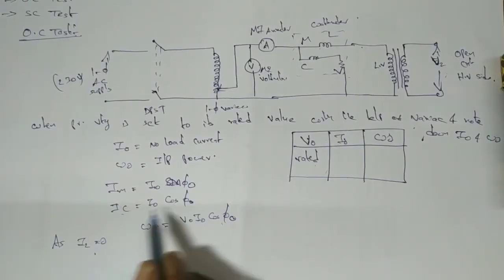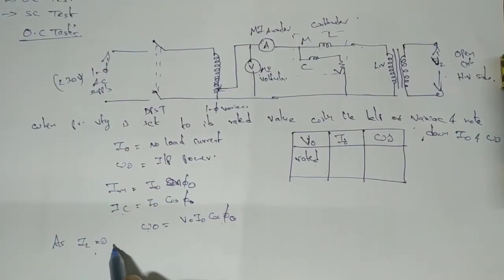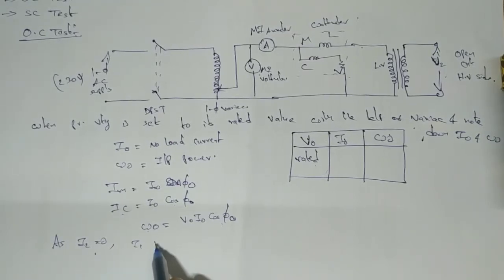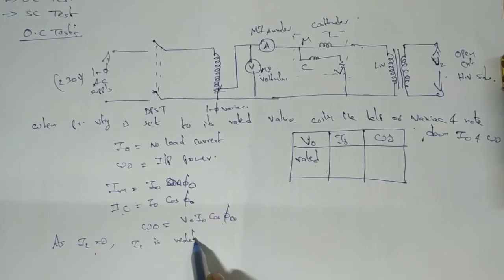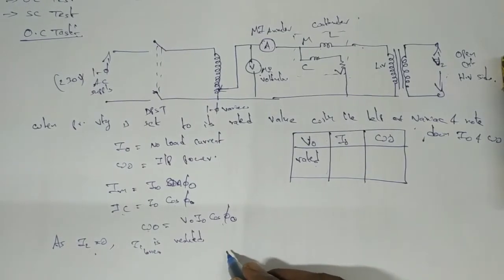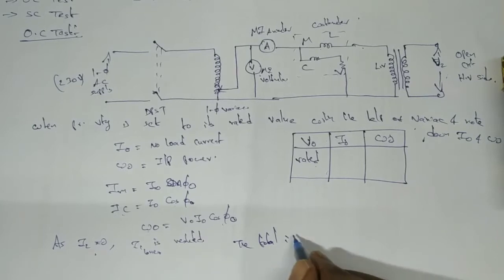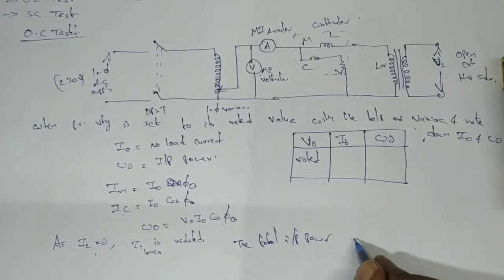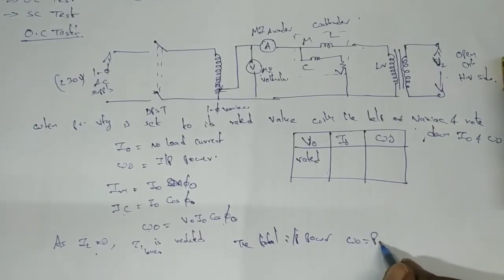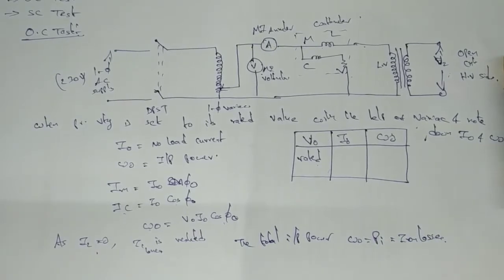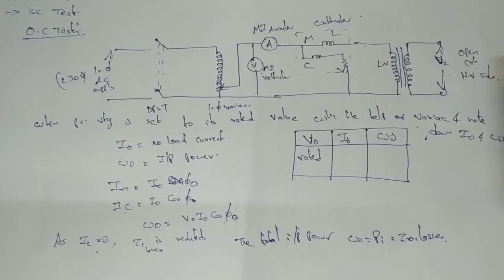Once these formulas are known, the current I2 is 0, since the secondary winding is open circuited. The I1 value is very small and neglected. The total power input during the OC test, that is during no load, will be constant, just to satisfy the iron losses only. So the total power input W naught is nothing but Pi, which is nothing but the iron losses. This is the main point.